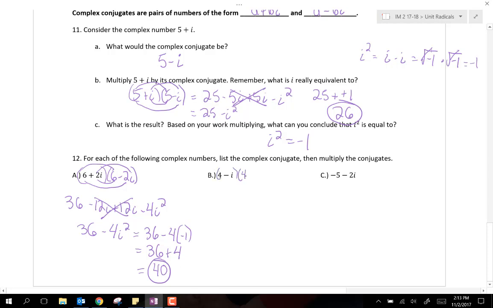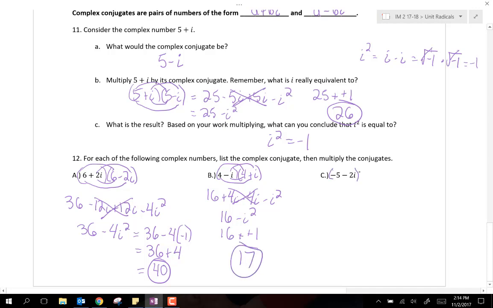4 minus i and 4 plus i are conjugates. 4 times 4 is 16. 4 times i is 4i. Negative i times 4 is negative 4i. Negative i times i is a negative i squared. Middle terms cancel out. We're left with 16 minus i squared. i squared is negative 1. So 16 minus the negative 1, which is plus 1, so it's 17.